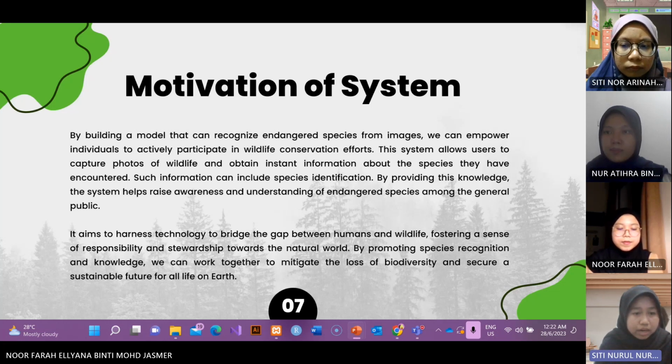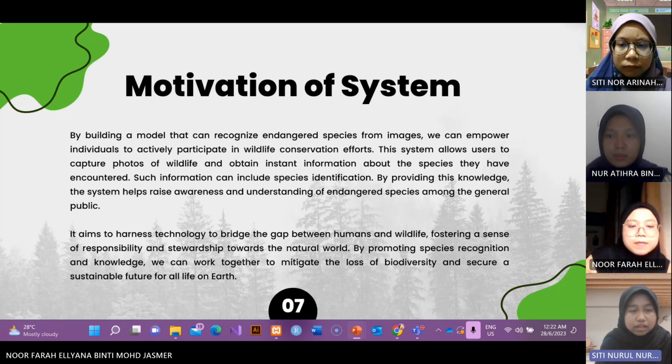So it aims to harness technology to bridge the gap between humans and wildlife, fostering a sense of responsibility and stewardship toward the natural world. By promoting species recognition and knowledge, we can work together to mitigate the loss of biodiversity and secure a sustainable future for all life on Earth. So now I will pass to Arina.